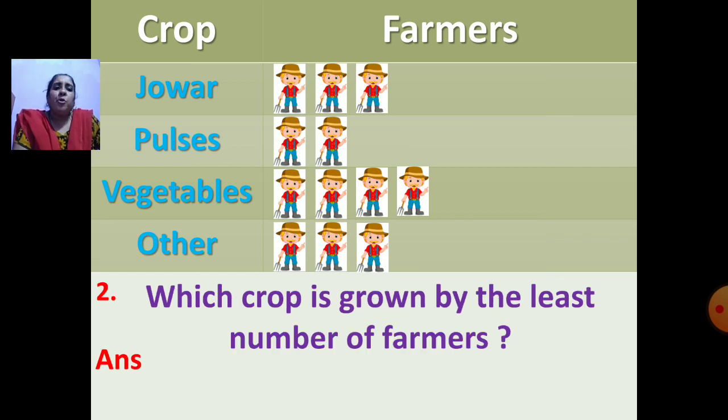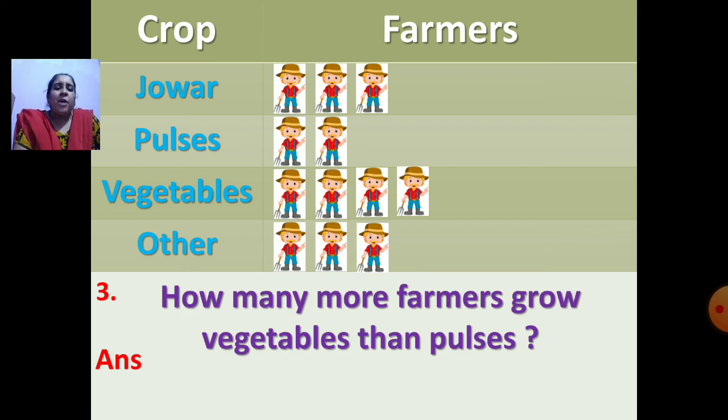Now next question. Which crop is grown by the least number of farmers? Where can you see fewer farmers in front of which crop? Yes. Only 2 farmers in front of pulses. So which crop is grown by the least number of farmers? Pulses.